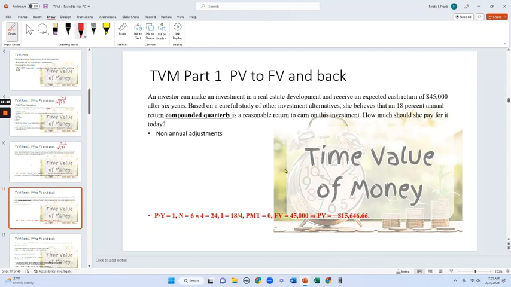An investor can make an investment in a real estate development and receive an expected cash return of $45,000 in 6 years. Based on a careful study of other investments, she believes that 18% annual return compounded quarterly is a reasonable return to earn on this investment. How much should she pay for it?